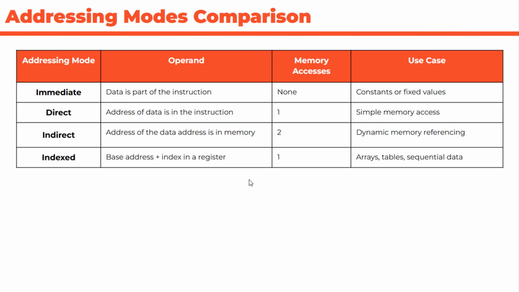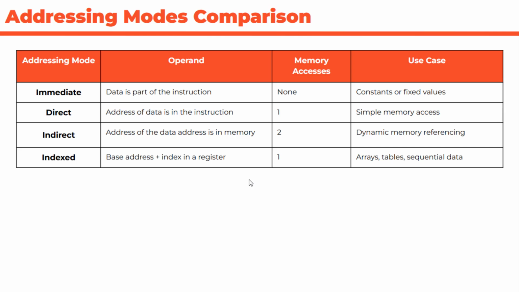So here, let's just summarize that for a second. Immediate, direct, indirect and indexed. In immediate, data is part of the instruction. There is no memory access at this point. It's used for constants or fixed values. Direct, the address of the data is in the instruction itself, and we have one memory access here, and it's very simple. We just go directly to the memory address and load the data.